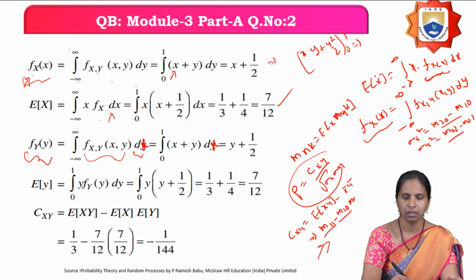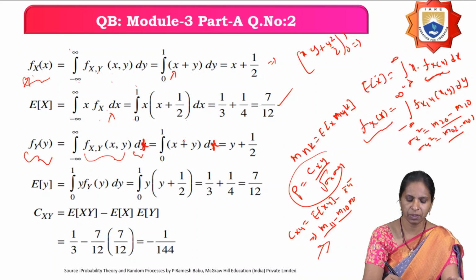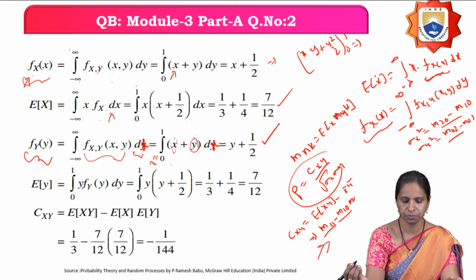So what is the joint density function? They have given x plus y, where x is from 0 to 1. Now you integrate with respect to x. When you integrate with respect to x, the y term will become constant. So the integration of x is x square by 2, and the integration of y is y into x. When you substitute the upper and lower limits, then you will get y plus 1 by 2.